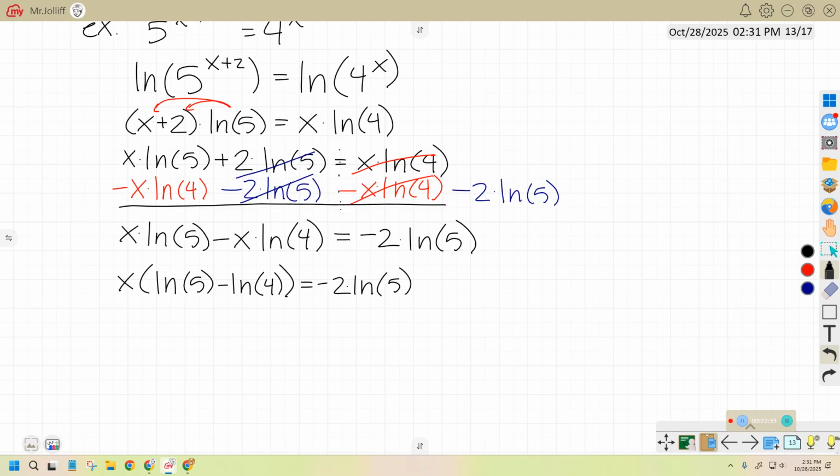I'm going to show you how to make it prettier using some log properties, because we are in pre-cal and that's what we should do. On the left, subtraction outside of a log becomes what inside of the log? Subtraction connects to what? Division, yeah. So this is just ln of 5 divided by 4.